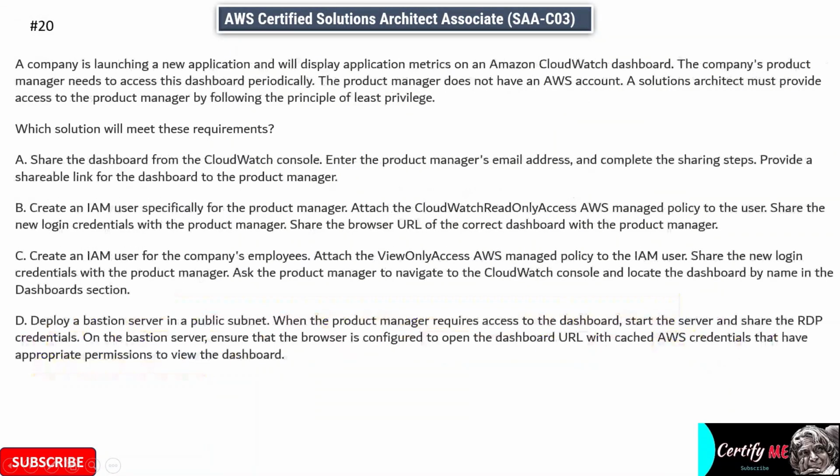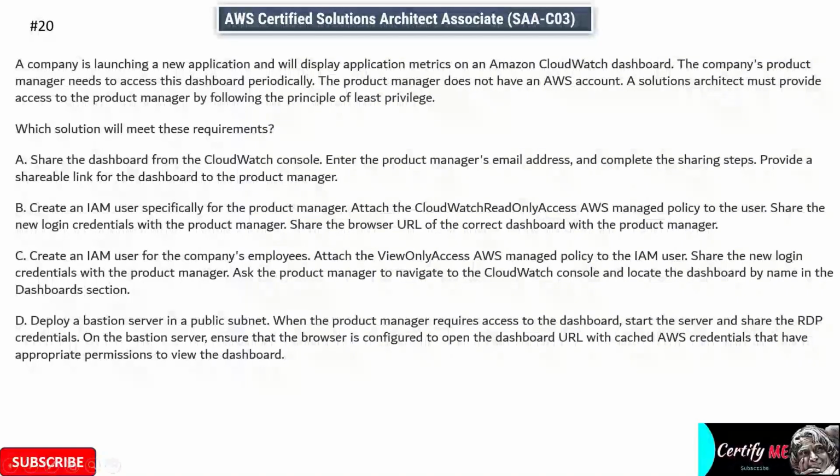Next question. A company is launching a new application and will display application metrics on an Amazon CloudWatch dashboard. The company's product manager needs to access this dashboard periodically. The product manager does not have an AWS account. A solutions architect must provide access to the product manager by following the principle of least privilege. Which solution will meet this requirement?